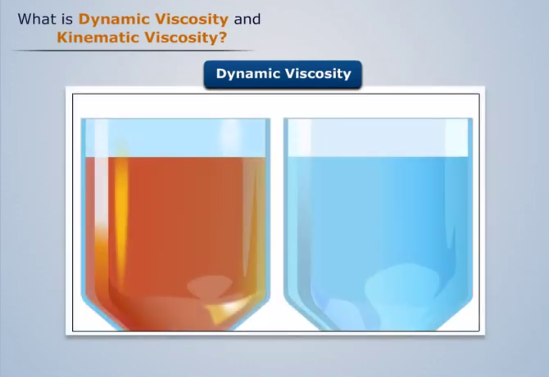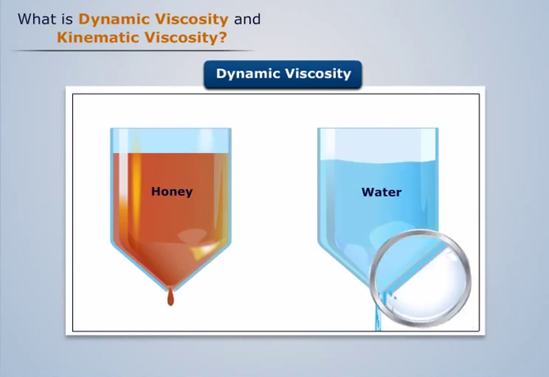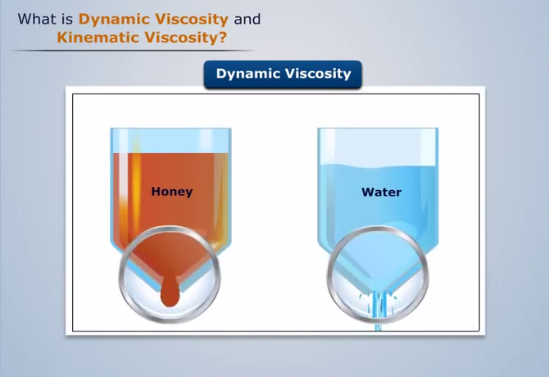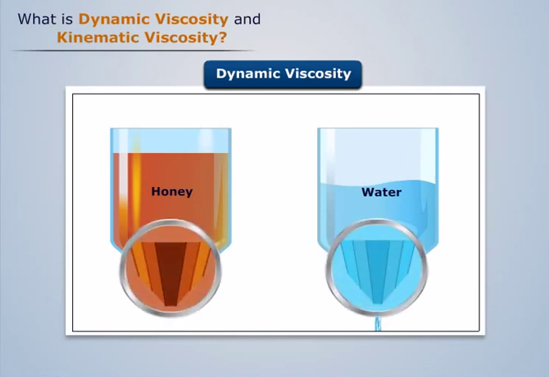Consider two vessels filled with honey and water. Let these vessels have a hole at their base. We see that compared to the water, honey drips very slowly through the hole. This is because the internal resistance between the layers of honey is more than that of water.